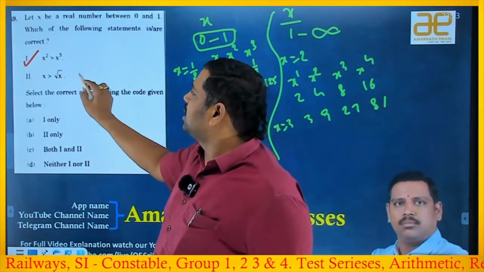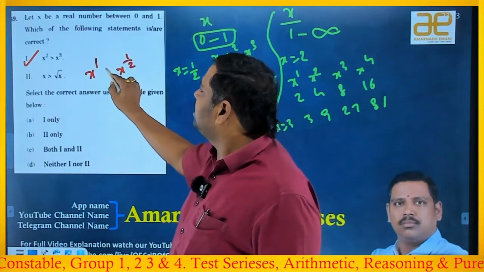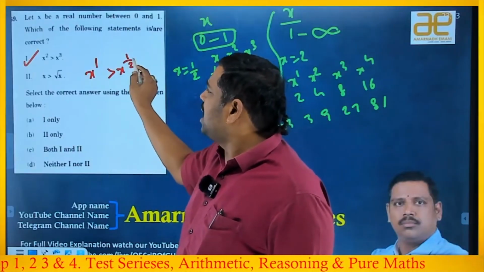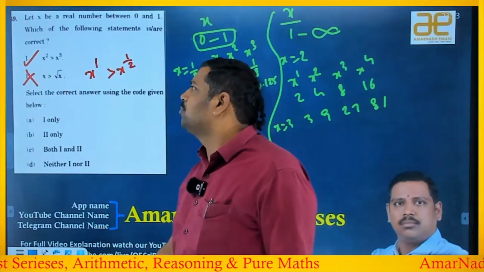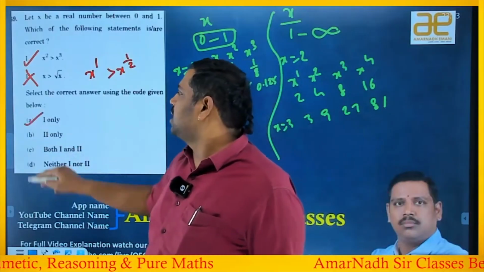X is greater than root X. So X is power 1, root X means X power 1 by 2. He said this is right. How can I say that? The power is less here. As the power increases, the value reduces, right? So this is not true. So the second one is wrong. Okay, select the correct answer using the code given below. So only one is correct. So the answer is A.